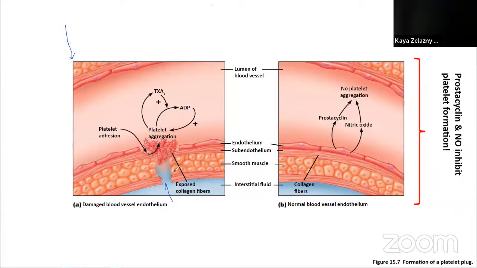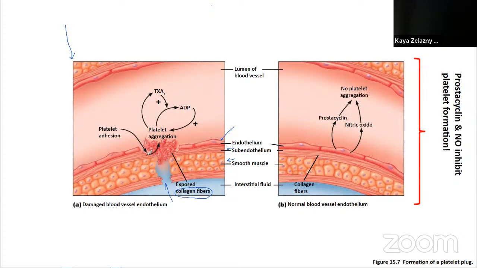So here for the blood vessel, in this blood vessel, we have a layer of smooth muscle, a layer of subendothelium, and the subendothelium includes collagen fibers within it. And then we have the layer of the endothelium, which is the one that lines all of our blood vessels, including the capillaries.